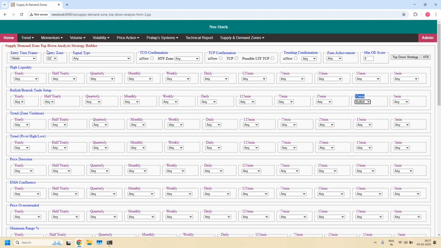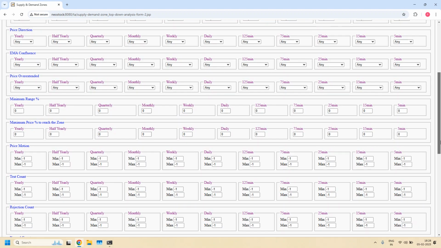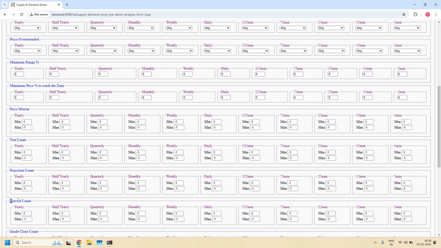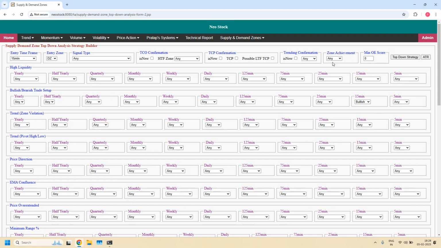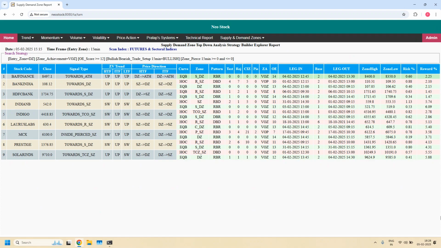And for these 15 minutes demand zone, we should set 3 filters. First filter, 15 minutes demand zone should not be pierced. So in the pierced count parameter at 15 minutes time frame, I am setting minimum value 0, maximum value 0, zone achievement violated opposing zone, minimum odd enhancer score 12. With all the 3 filters, we got 9 stocks. And all these 9 stocks are currently supporting bullish trade setup for daily income trade.